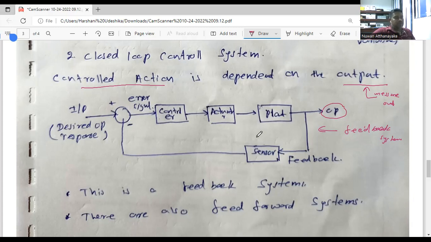before having the output, you can make the necessary change to the control action. Those are called feed forward control loops. Here we are not going to focus on that one. We are only focusing on feedback systems. A feedback system should definitely have sensors, at least to measure the output.